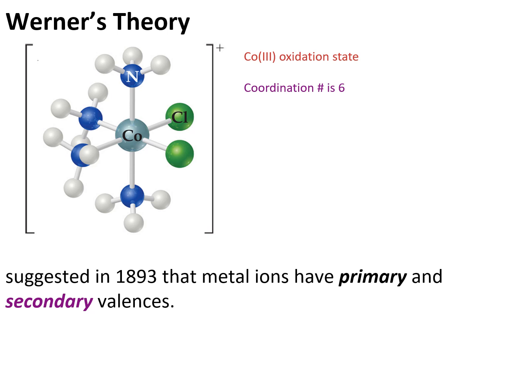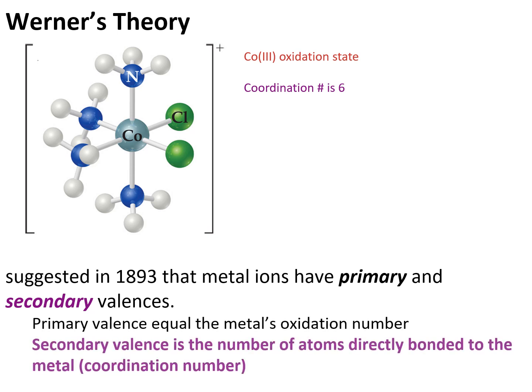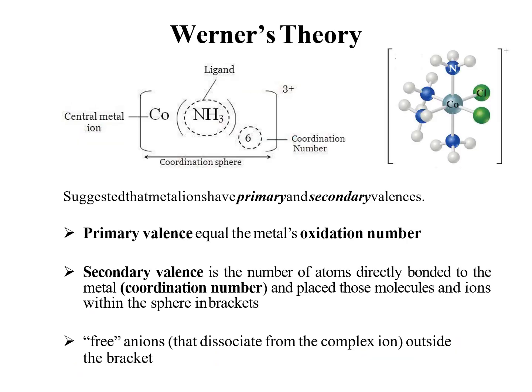It suggested that metal ions have primary and secondary valencies. Primary valency is equal to the metal oxidation number. Secondary valency is the number of atoms directly bonded to the metal, that is, the coordination number.